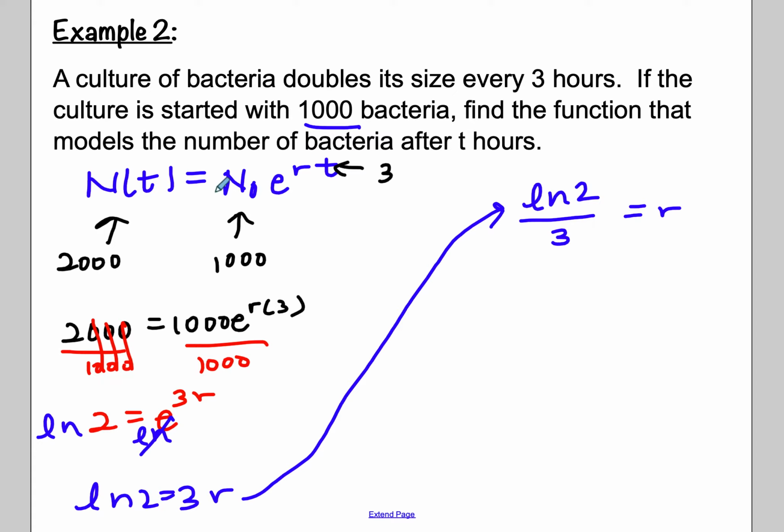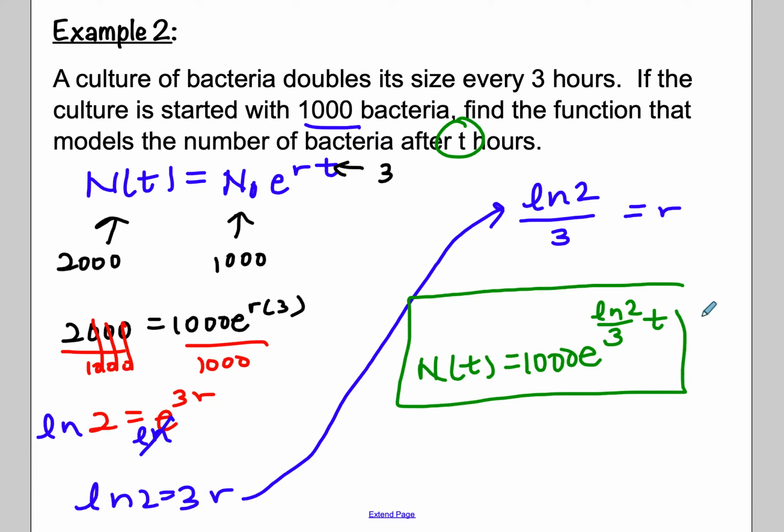That's awesome. Now all I have to do in order to write my equation is plug in my rate. So I would have N of t is equal to 1,000, so many we're starting with, e to our rate, ln of 2 over 3 t, because it says after t hours. So that would be my equation for example 2.